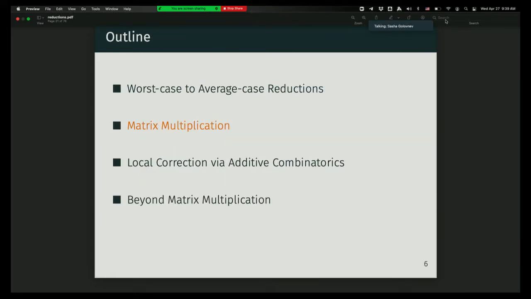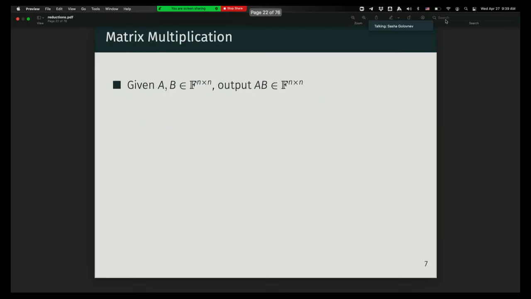Let's talk about matrix multiplication. This is a classical problem. Given two matrices, we want to multiply them. The computational model here is standard normal algorithms, right? I mean, it might be hard to imagine for this audience, but let's pretend we have a computer and we want to multiply matrices efficiently.